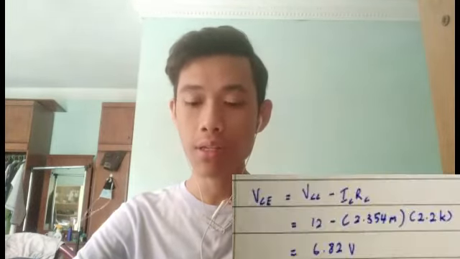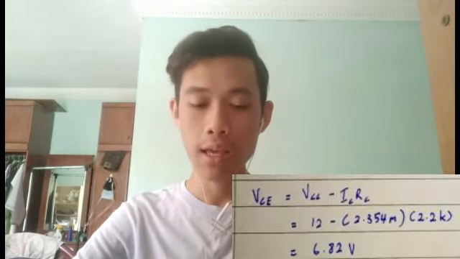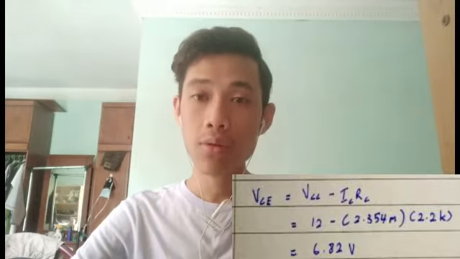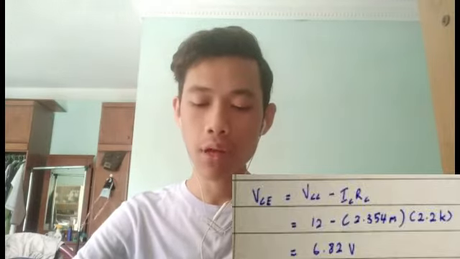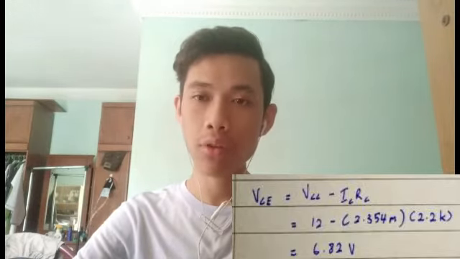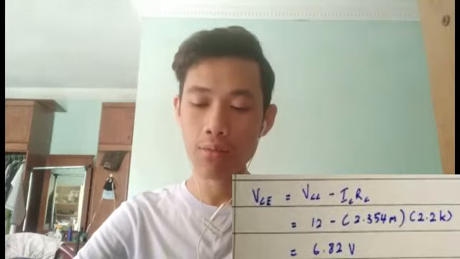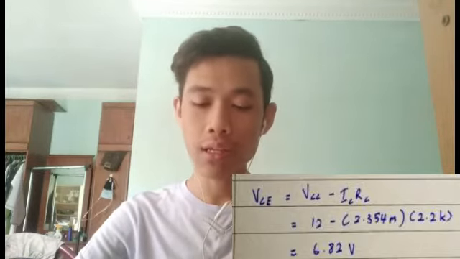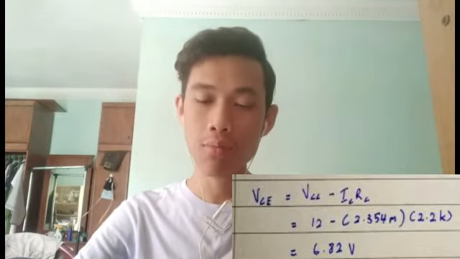How to find VCE? We can find VCE by using the formula VCE equal to VCC minus IC RC. So just calculate 12 minus 2.354 milliampere times 2.2 kilo ohm and we will get VCE equal to 6.82 volt.